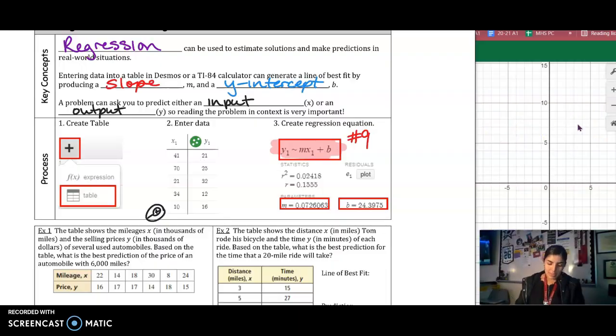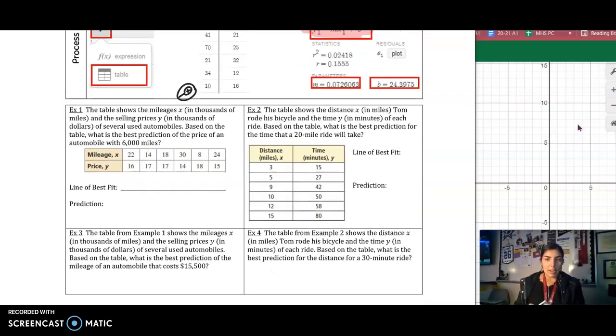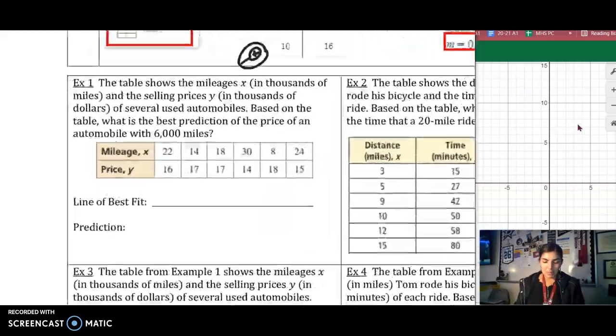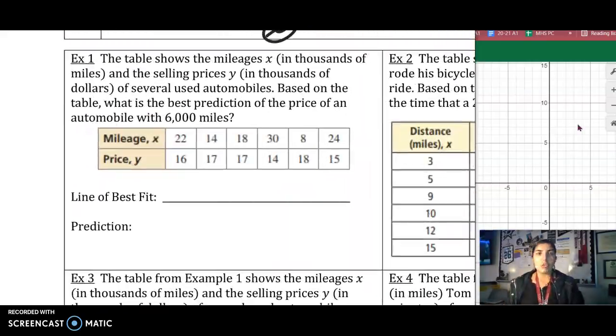All right, example number 1. We're going to write a line of best fit and then make a prediction. It says, the table shows the mileage in x in thousands of miles. So this is not 22 miles, it's 22,000 miles. And the selling price is also in thousands of dollars, so not $16, it's $16,000. Actually read that part. Of several used automobiles. That makes sense because it wouldn't cost you $16 to buy a vehicle. It might cost you $1,600 or $16,000.